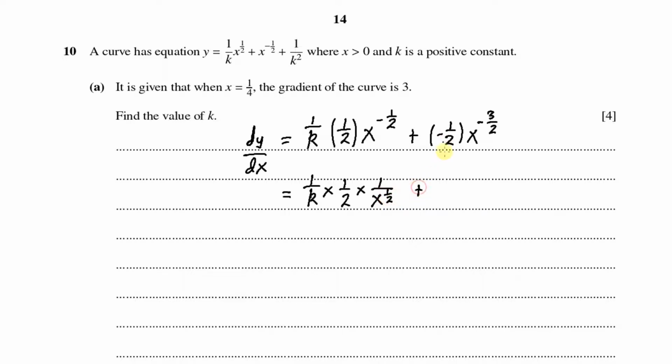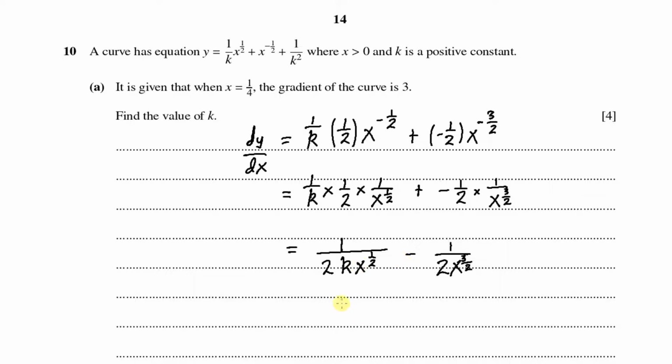And that's plus, here we've got minus 1 over 2 times 1 over x to the power of 3 over 2. So we can simplify this too. That's 1 over 2k x to the power of a half. And that's minus 1 over 2 of x to the power of 3 over 2. So this is what we have.